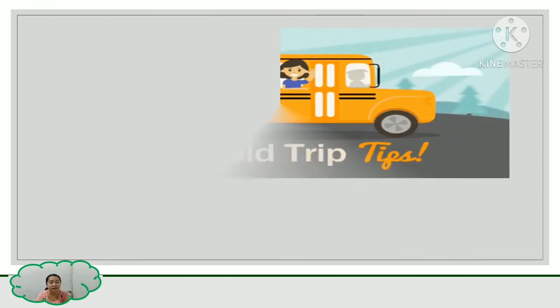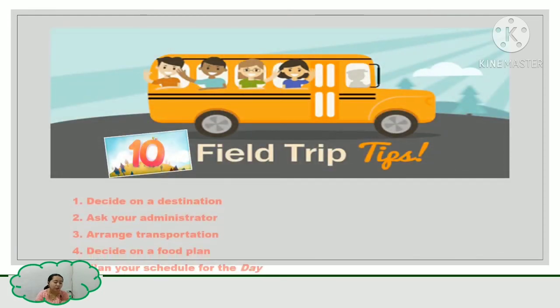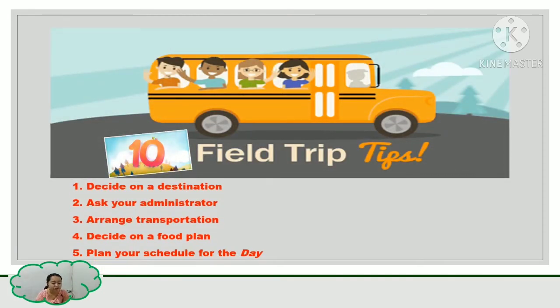So number one, decide on a destination. You'll need to decide first where you're going. For example, if you're a teacher of a history class, you may want to visit a historic village. And second, ask your administrator. You'll need to ask your principal or other administrators for permission.